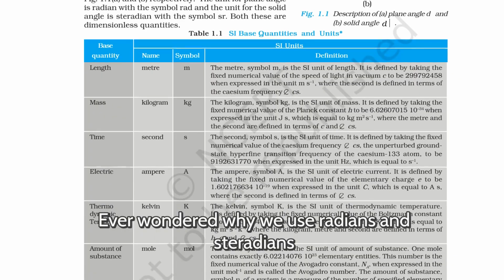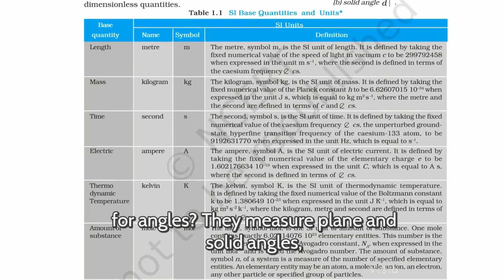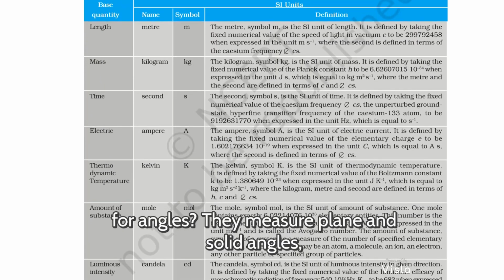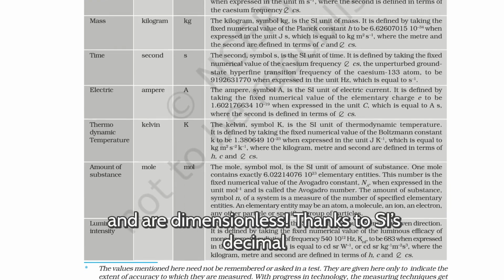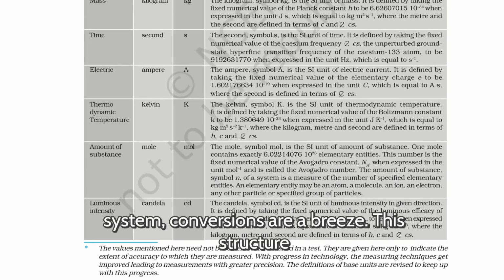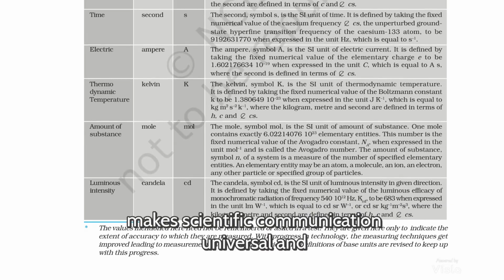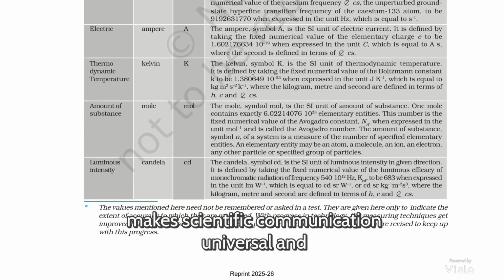Ever wondered why we use radians and steradians for angles? They measure plane and solid angles, and are dimensionless. Thanks to SI's decimal system, conversions are a breeze. This structure makes scientific communication universal and precise.